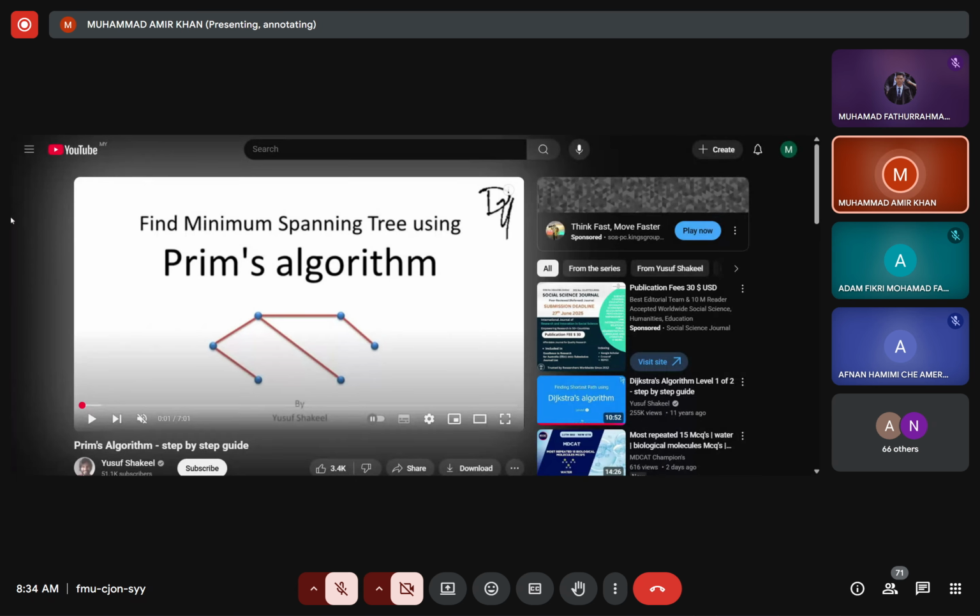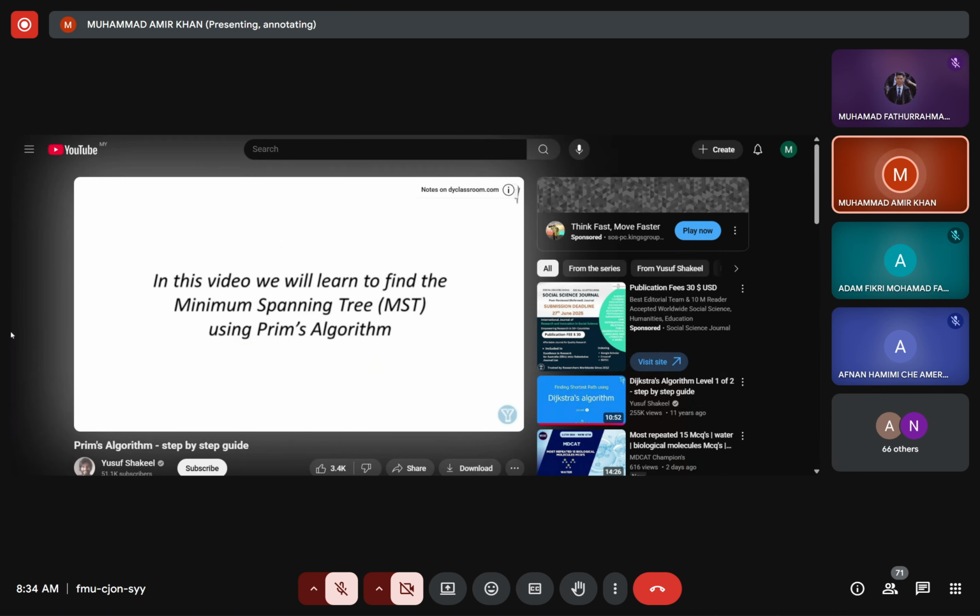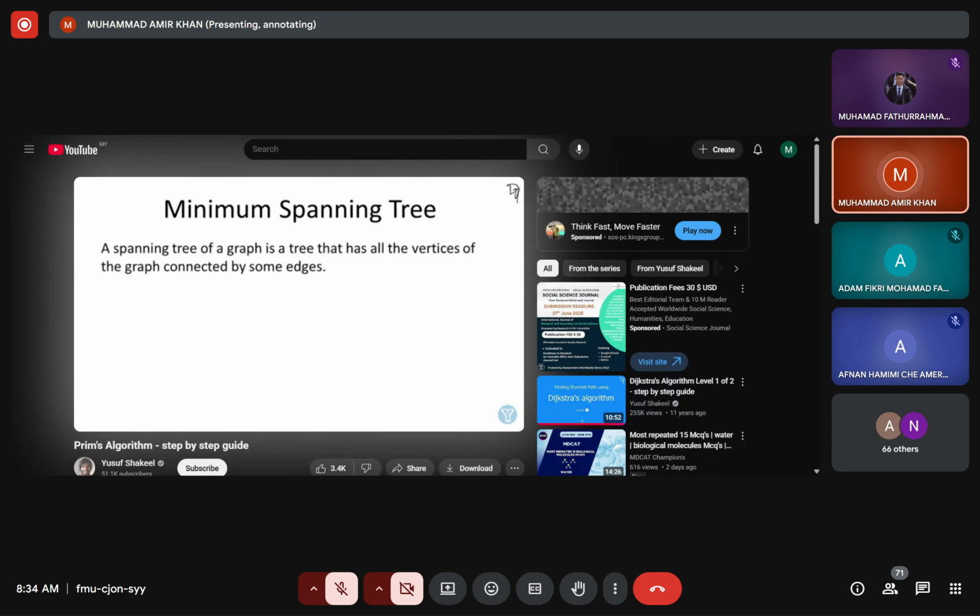Okay, this is basically Prim's algorithm. We have to find the minimum spanning tree. How we find the minimum spanning tree, we'll see now. In this video, we will learn to find the minimum spanning tree, MST.